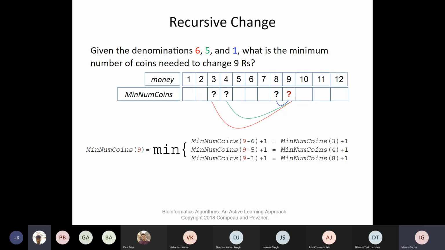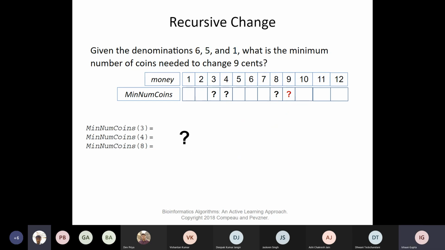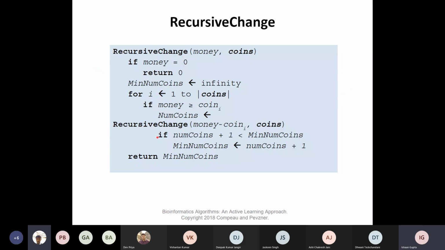You explore all these possibilities like that. So recursively, the minimum number of coins for 3, you're going to be doing the same way. Let us say for 3, you will have 3 coins, right? Because you can only have 1. For 4, you'll have 4 coins. For 8, again, you will start to go down this path, right?